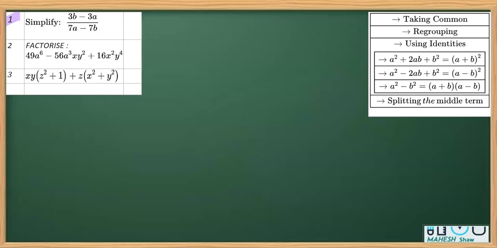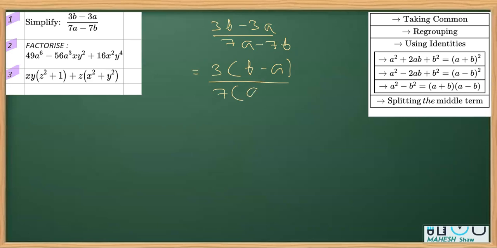I've taken 3 more questions from the chapter Factorization, class 8. In the first question, we have to simplify this. The question is (3b minus 3a) over (7a minus 7b). At first glance, we can see that we have 3 as common from the numerator. So if I take 3 common, it's b minus a. And if I take 7 common from the denominator, it's a minus b.